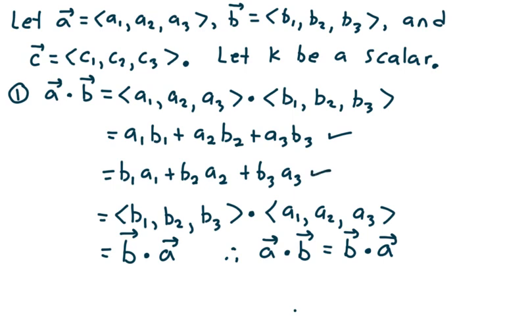And then we can unwind it. And so this is equal to the dot product of the vector B1, B2, B3 with A1, A2, A3. But this is equal to B dot A. So we have just shown that A dot B is the same as B dot A, and we have commutativity.